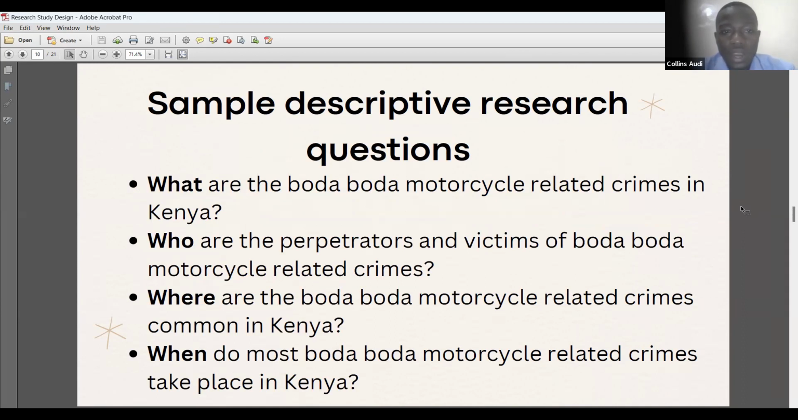On who, an example of a research question: who are the perpetrators and victims of boda motorcycle related crimes? That's the person. On where, a research question may be, where are the boda motorcycle related crimes common in Kenya? So that's a place. Then we can answer a question on when. When do most boda motorcycle related crimes take place in Kenya? So I hope we've understood what a descriptive study basically entails. We are just describing the situation the way it is.